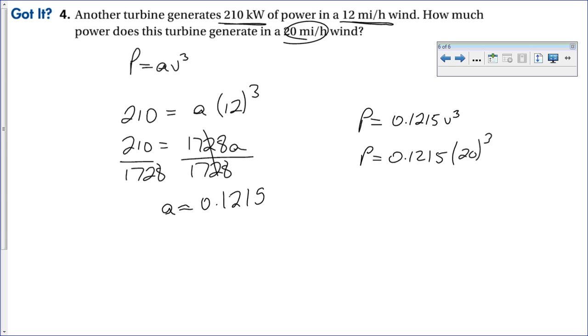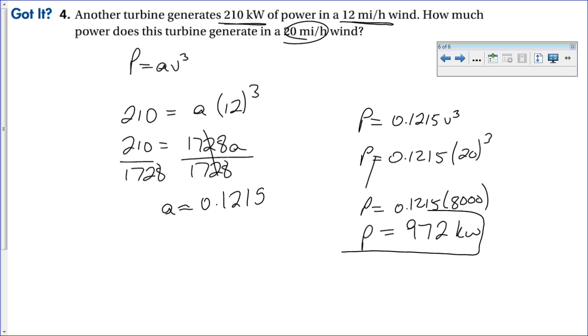So 20 cubed is 8,000. So P equals 0.1215 times 8,000. So just simply multiply that out. We get P equals 972 kilowatts. Okay, you should have got 972 kilowatts.